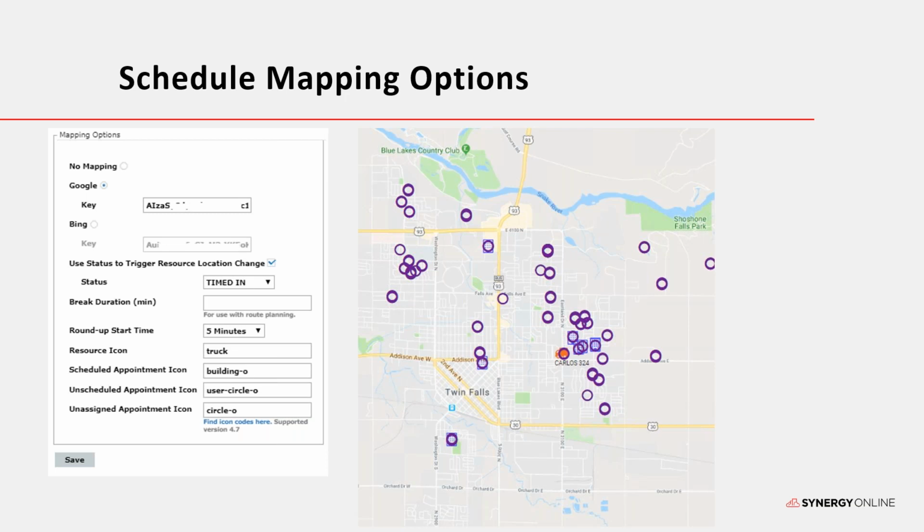So your dispatchers who are glancing at the map can quickly see, oh, Carlos is almost at that building for the appointment he's assigned to, or there's an unassigned appointment, and Carlos just left that building, and he could get to one of those other unscheduled appointments relatively quickly. They're pretty close by. So having that mapping available to your dispatchers is a great time savings and reduces a lot of drive time for your technicians.